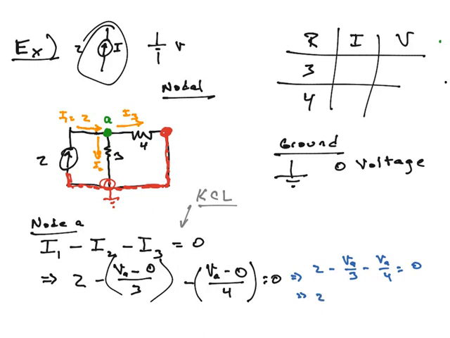So 2 times 12 is 24. 12 divided by 3 is 4, so 4 VA. 12 divided by 4 is 3, so 3 VA equals 0. And now we see 24 equals 7 VA. So VA is 24 over 7. I now know the voltage at node A.